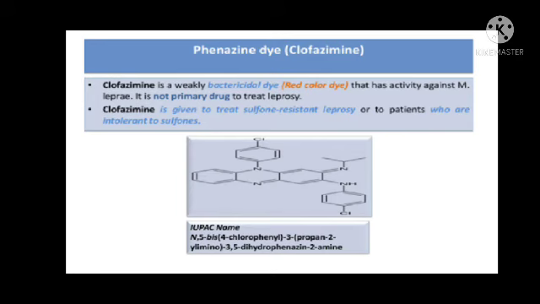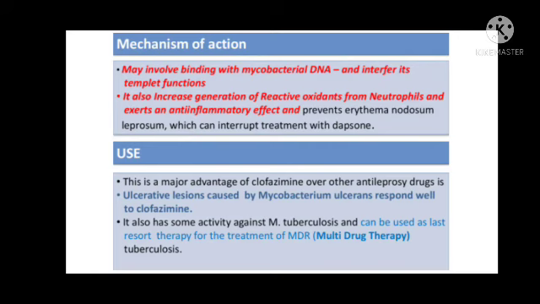Chemically, it contains a phenazine moiety. It acts by binding with mycobacterial DNA and interfering with its template function. It also increases generation of reactive oxidants from neutrophils and exerts anti-inflammatory action. Uses: it is used for the treatment of leprosy. It is also used in the multi-drug therapy of tuberculosis.